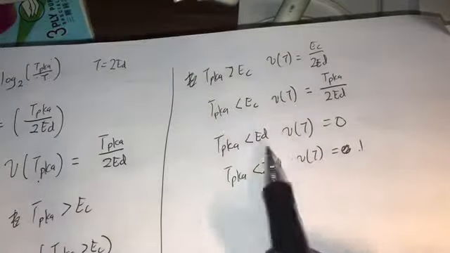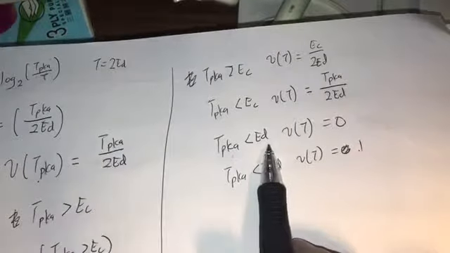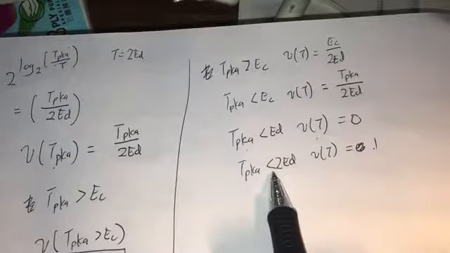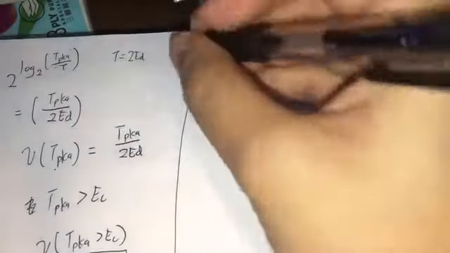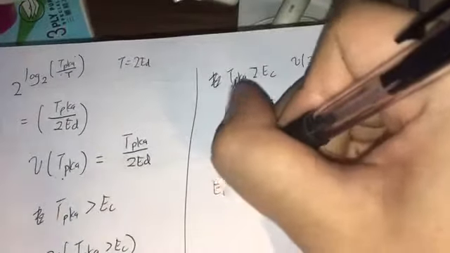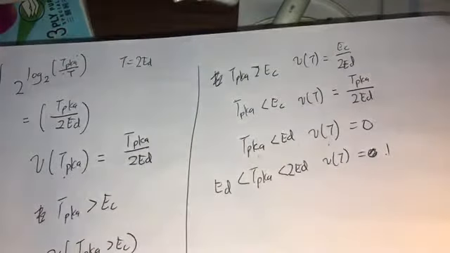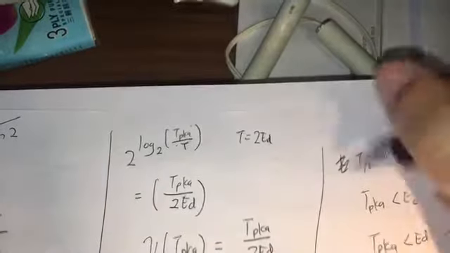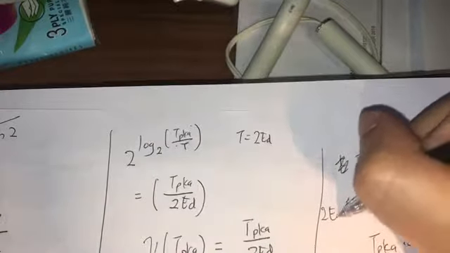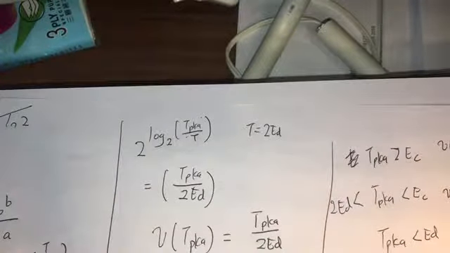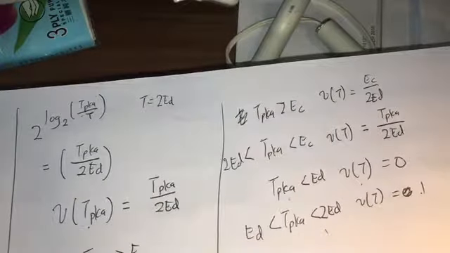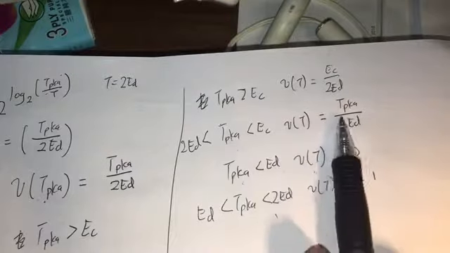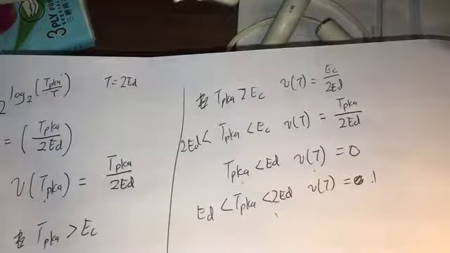So at Tpka less than the ED, no displacements. Tpka less than 2 ED, but more than ED, you have one atom displaced. Any more than that, you will have this regime happening. Here, Vt equals Tpka over 2 ED.